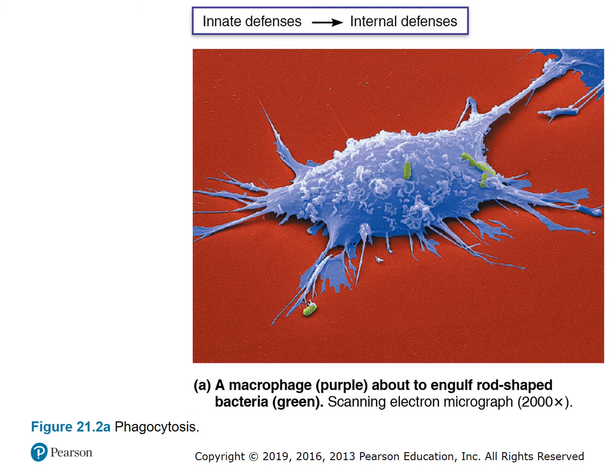Figure 21.2a, phagocytosis. So here we're looking at a macrophage. That's that big purple cell, and it's about to engulf a rod-shaped bacteria, and that's in green. So they send these extensions that surround the bacterial cell, and then will engulf it, and it's going to ingest it and break it down.